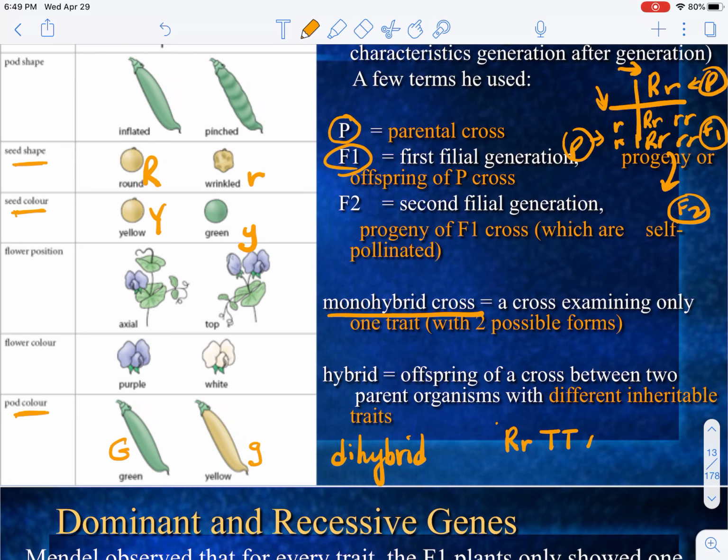So we might look at what this individual has for the round wrinkled and what they have for the tall short. And you'd cross that with the other one that had two wrinkleds and maybe a tall and a short. So if you're looking at two traits at one time, that would be a dihybrid cross. The word hybrid means that that individual does contain one of each. So if you have an individual whose genetic makeup is that one parent gave them the dominant and one parent gave them the recessive version of that trait, that would be a hybrid individual for that trait.